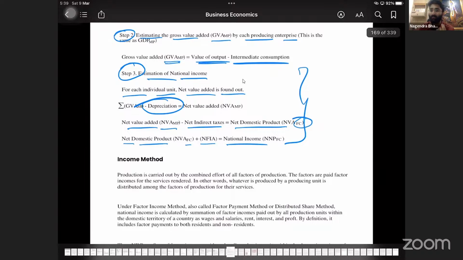How to calculate net value added? We are calculating the value added by each subsector. How to calculate value added? Total price minus intermediate purchase. If I do that, I'll get net value added by each subsector. If I add everything, we will get net value added by all the sectors. So this is the value added method.